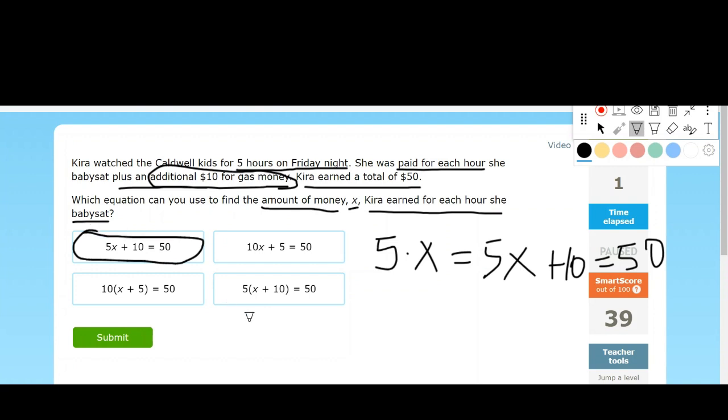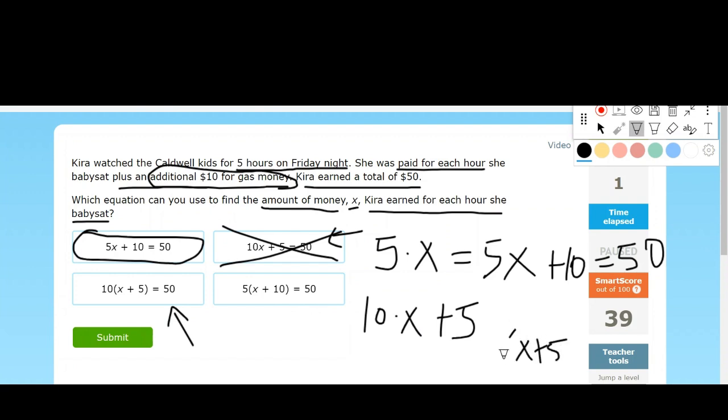Let's talk about why the other answer choices don't make sense. The top right here, it looks like she babysat for 10 hours, 10 times x, and that she got an additional $5. That's not the case here. The bottom left here, it looks like she got an additional $5 for 10 hours, which is not the case here. And then the bottom right here, it looks like she got an additional $10 for each of the 5 hours, which is not the case here.